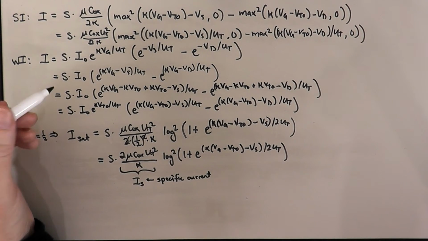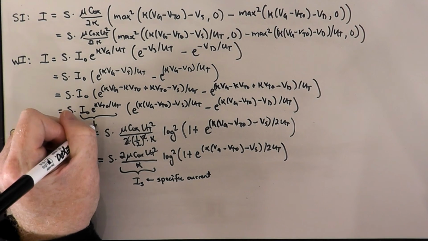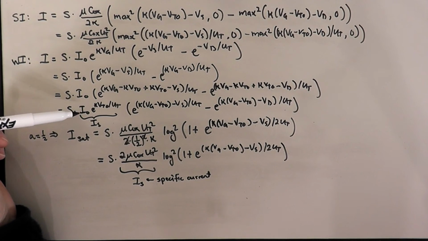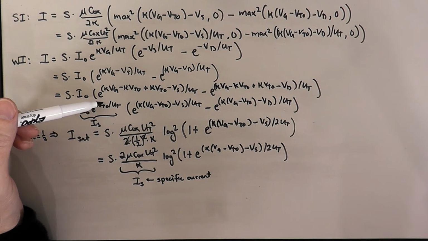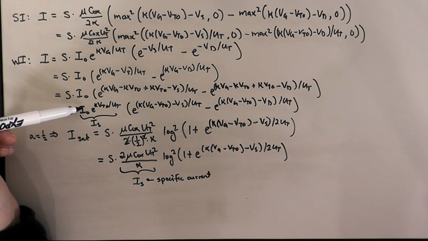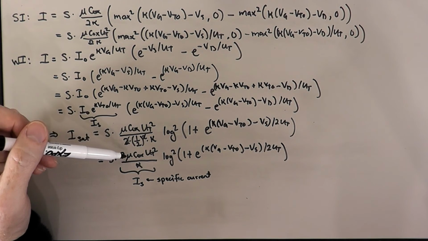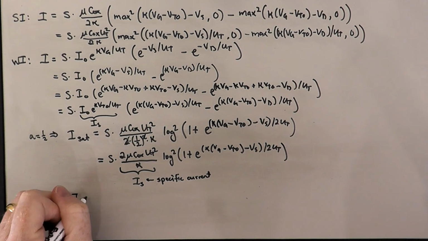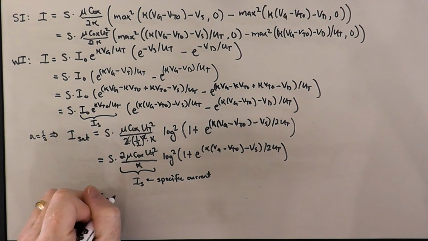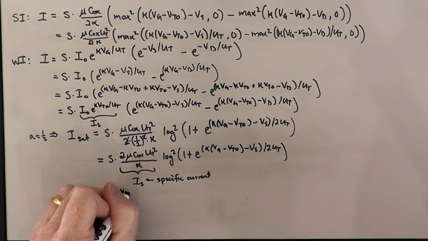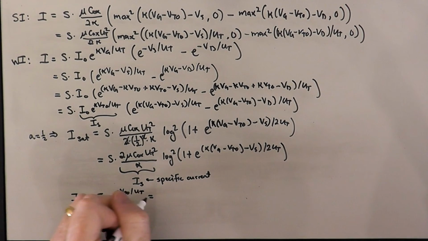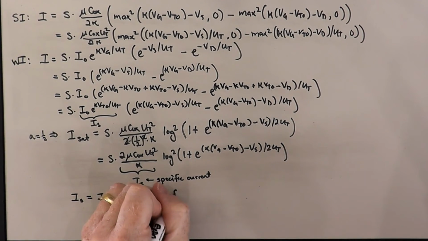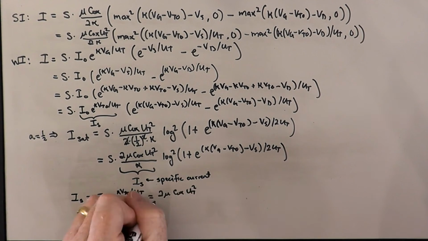And by form-fitting here, Is is also equal to I0 e to the kappa Vt0 over Ut. To make the weak inversion model match up, these two things have to be equal. So we have the specific current Is being equal to I0 e to the kappa Vt0 over Ut, and it's also equal to 2 mu Cox Ut squared over kappa.